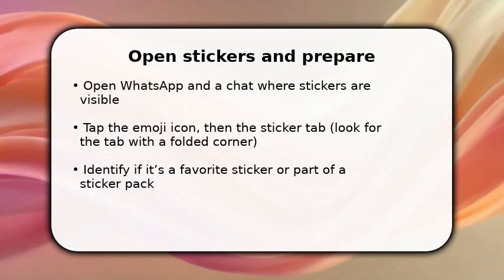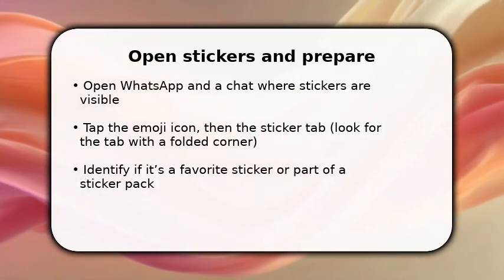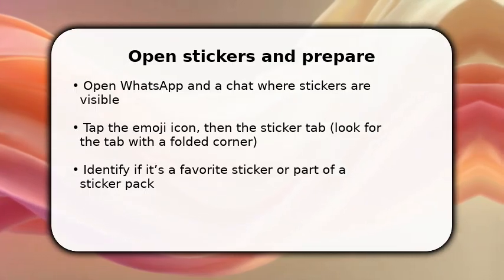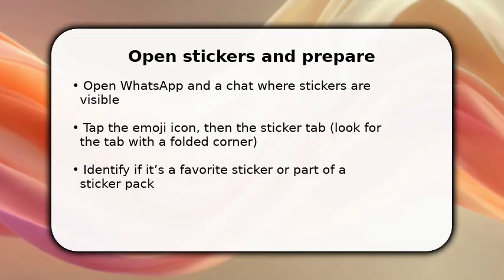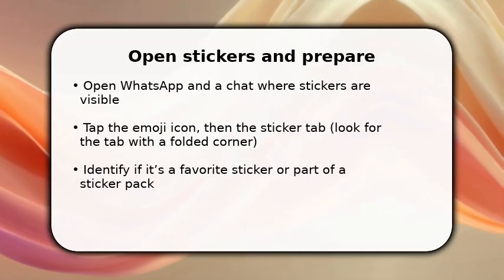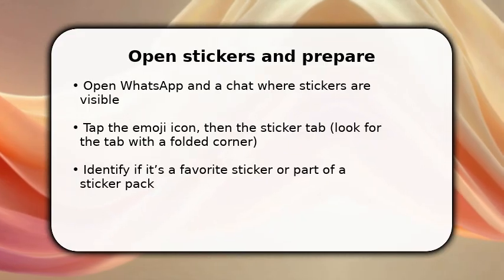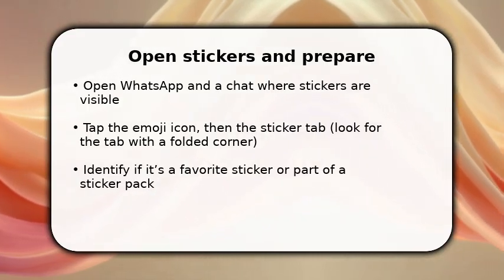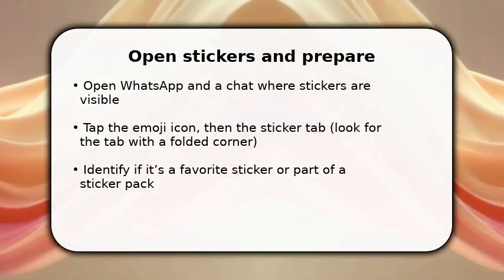You start now by opening WhatsApp and entering any chat so the sticker panel is active. Once there, tap the emoji icon, then choose the sticker tab. Make sure you can see either the starred favorites or pack icons. You need to know whether the sticker is an individual saved emoji or belongs to a downloaded sticker pack, because removal steps differ. Once identified, proceed to the specific delete action I'll walk you through next.